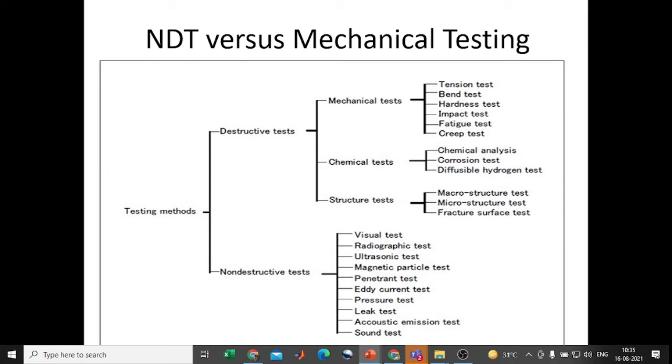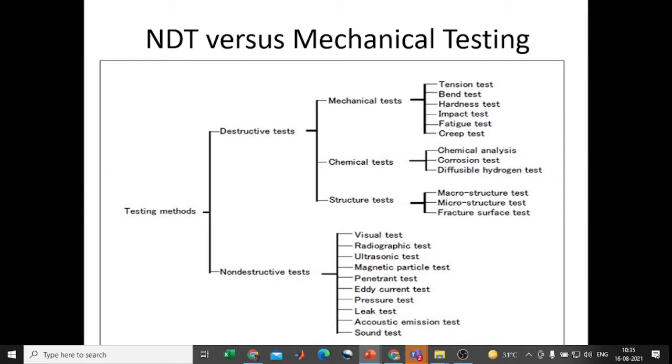After that, the next tests are the radiographic test and the ultrasonic test. Those tests are used for the identification of internal voids, internal cracks, or lateral cracks that are available inside the materials or in the subsurface of the materials. We can examine those defects with the radiographic test and ultrasonic test. And then the magnetic particle test and penetrant test. In the second unit we can discuss the magnetic particle test and penetrant test, and the eddy current test, and the pressure test.